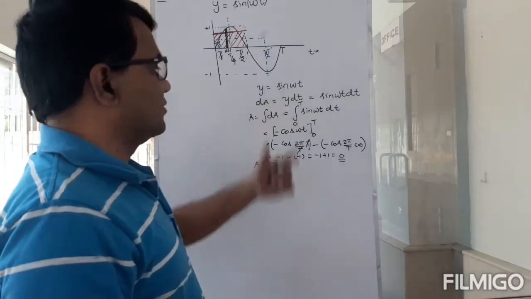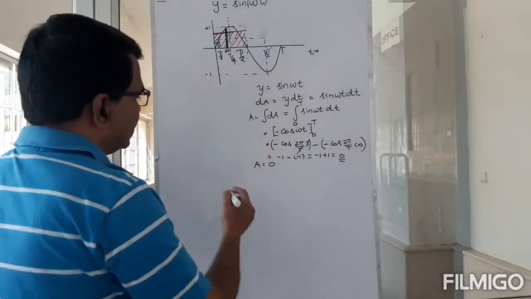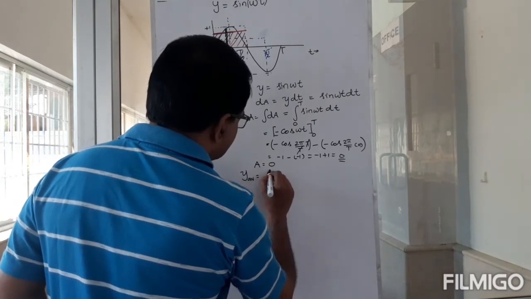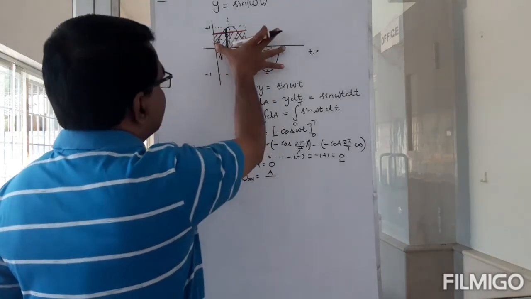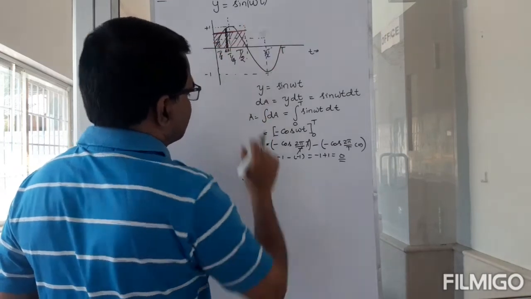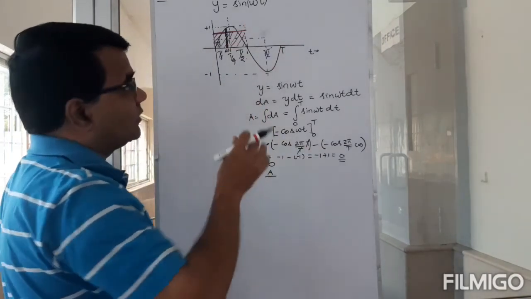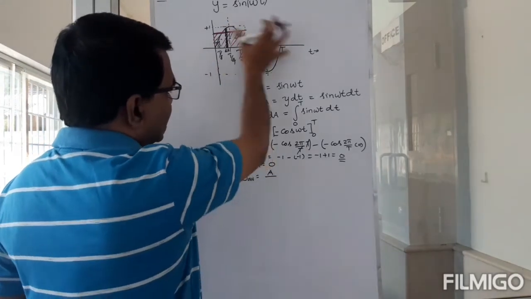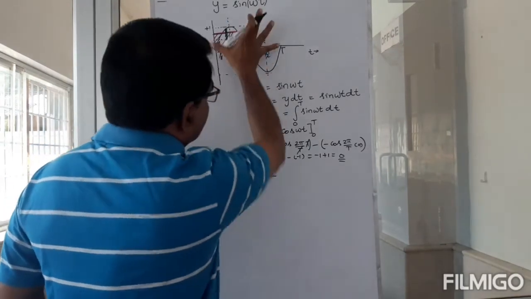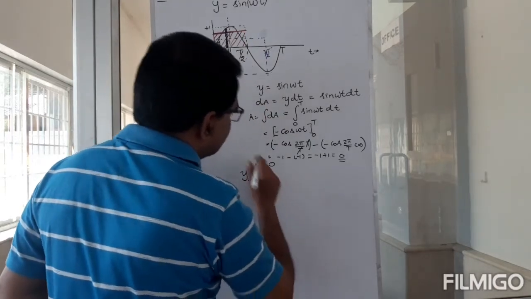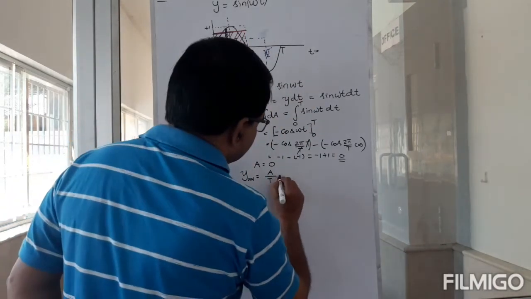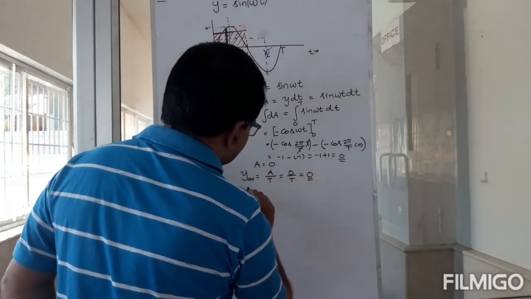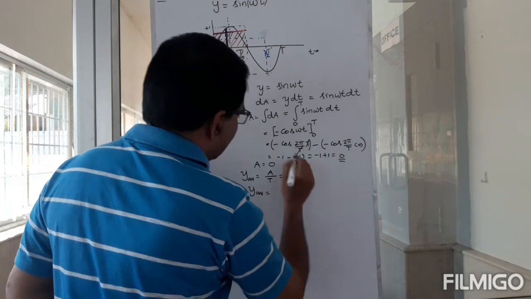So the area is 0, then what's the average value? Y mean or Y average is equal to the area divided by the length over which the area is calculated. So the x length is going to be T. We saw this: it's 0 by T, which is 0. So the average value of this is 0.